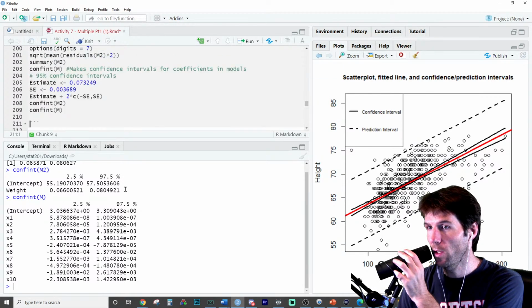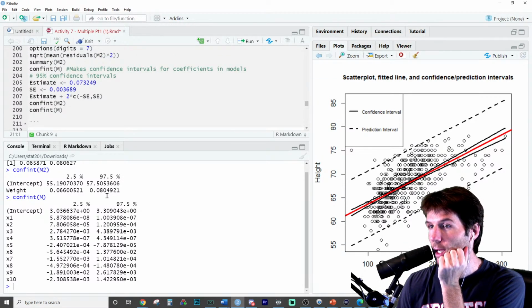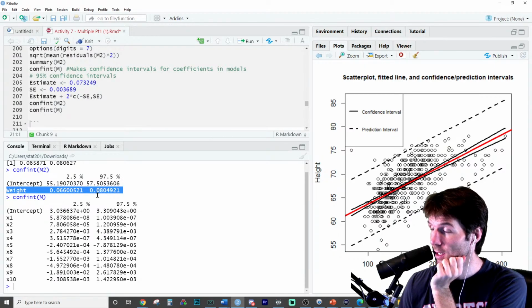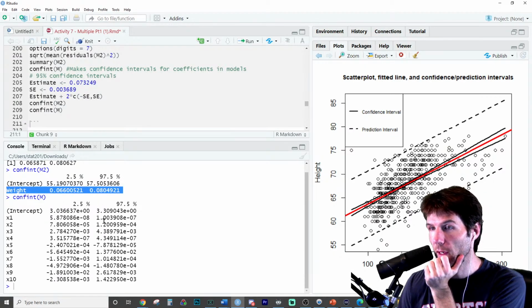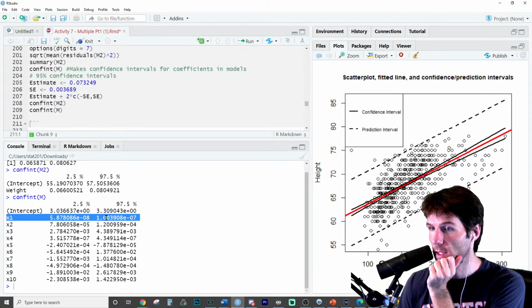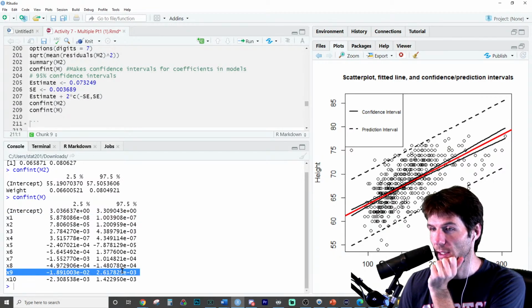How would we know if a coefficient is statistically significant? How can I look at this and say weight is statistically significant in its model? How can I look at this and say x1 is statistically significant? I can look at x9 and say x9 is not statistically significant. I can look at x10 and say x10 is not statistically significant. I can look at x8 and say, yes, it is statistically significant. I'm looking at this and looking at this.